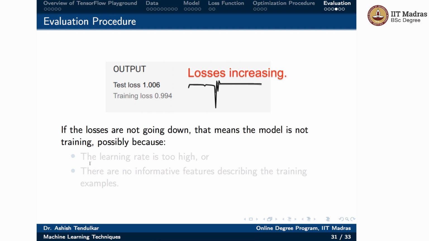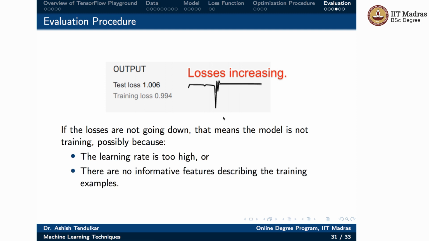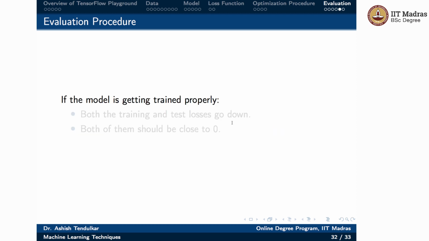This is another picture where, instead of decreasing, the losses are actually increasing. If this is happening, this is not a good sign. It means that the model is not training properly. This could happen because the learning rate is too high, or there are not many informative features describing the training examples. If the model is getting trained properly, both the training and test loss should go down, and both of them should be close to zero at the end of the training process.